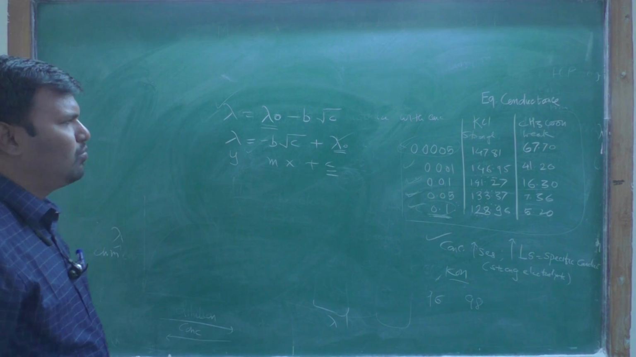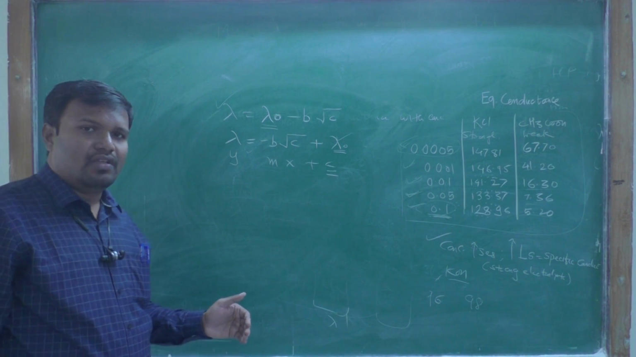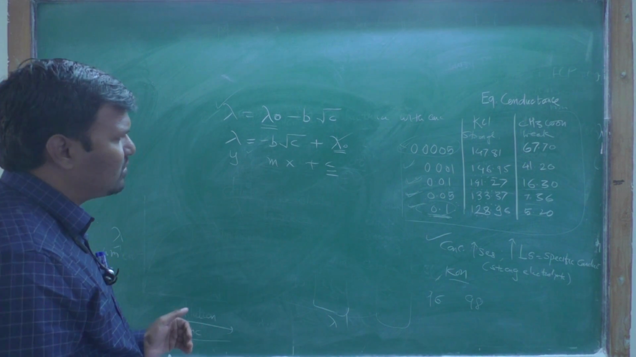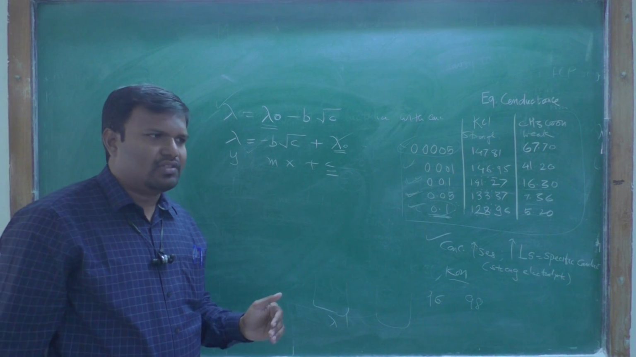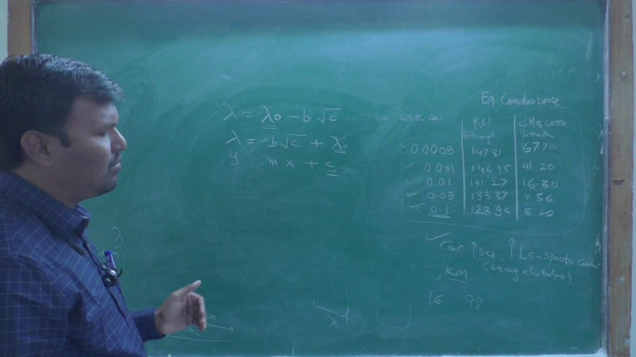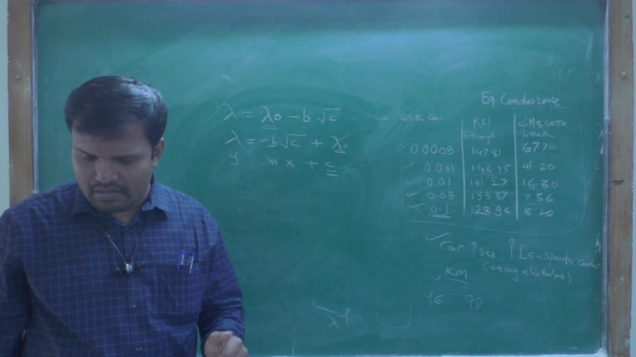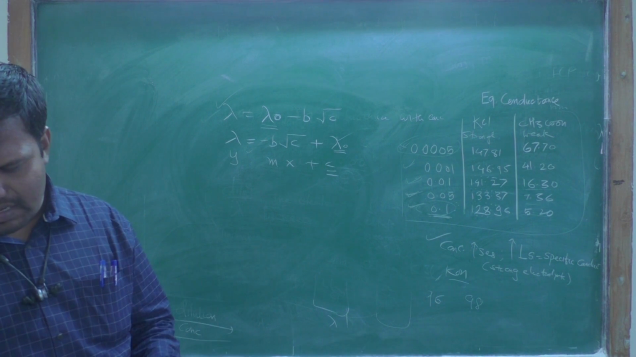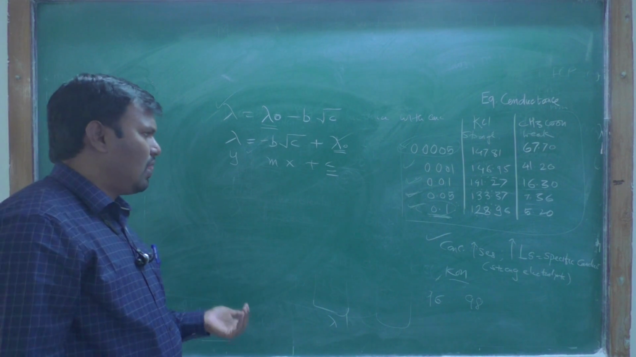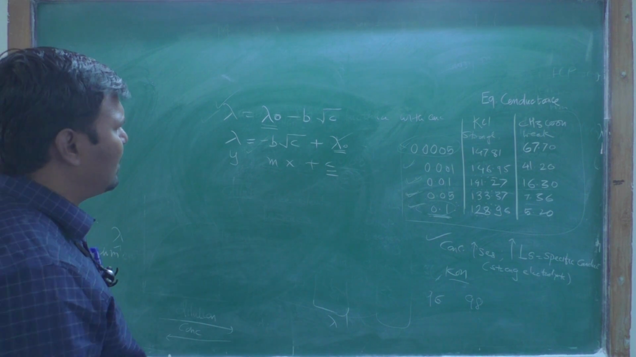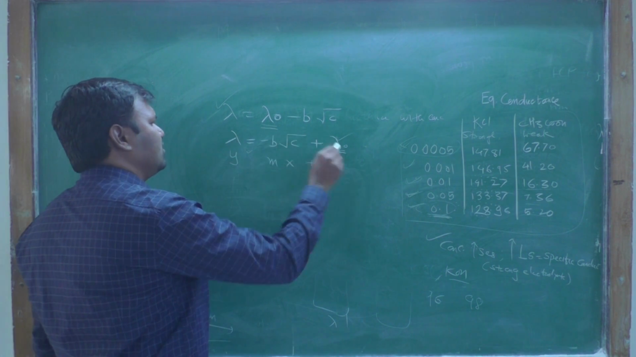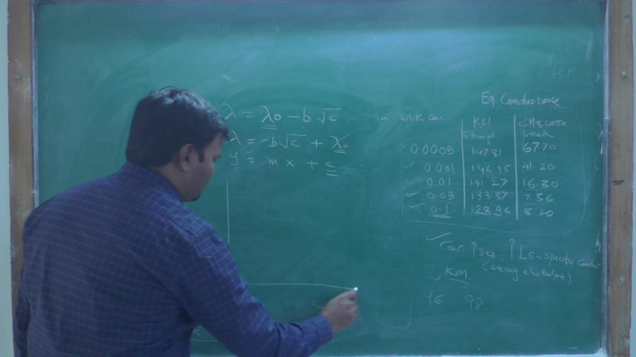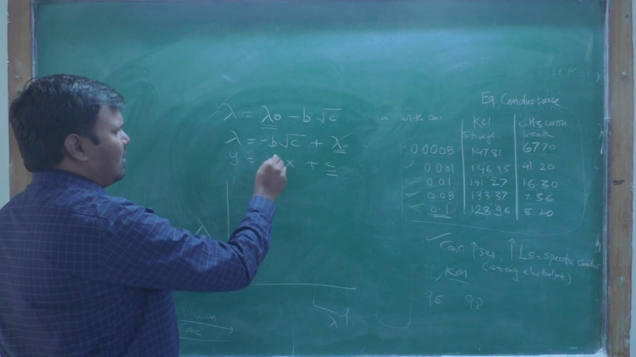When you add more and more water, at a particular dilution your lambda value does not increase further. That value is called the limiting value, the lambda 0 value. Lambda 0 is the limiting equivalent conductance at infinite dilution, also called equivalent conductance at infinite dilution. It is one and the same: at very high dilution, lambda is lambda 0. Therefore this equation matches y = mx + c, where y is lambda and m is minus b.